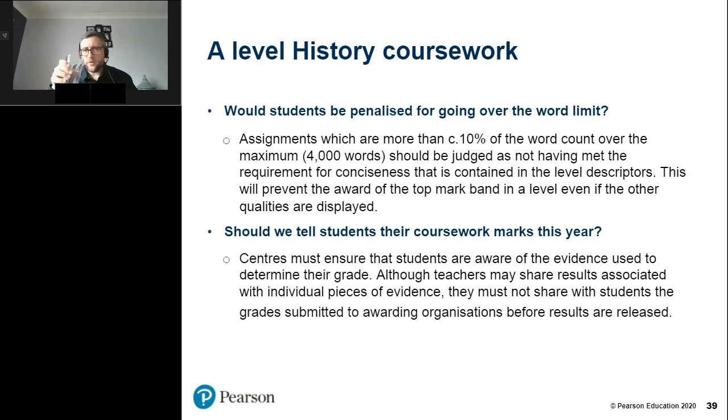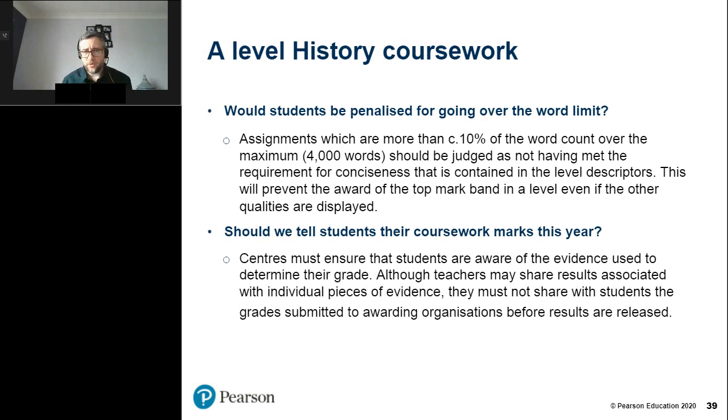Would students still be penalised for going over the word limit? So the word limit for A-level coursework is 4,000 words, and students are already allowed to go over this by circa 10%. Now, if they have gone over this, then we suggest that you give it back to them and ask them to edit it down. But if they don't, then you do still need to apply the mark scheme. You can't change the mark scheme. So basically, it just prevents them from getting the top mark band in the level that they're sitting in, based on the qualities that they've displayed, essentially. There is a guidance document on the A-level history qualification page about that, or I can email you if you need it.